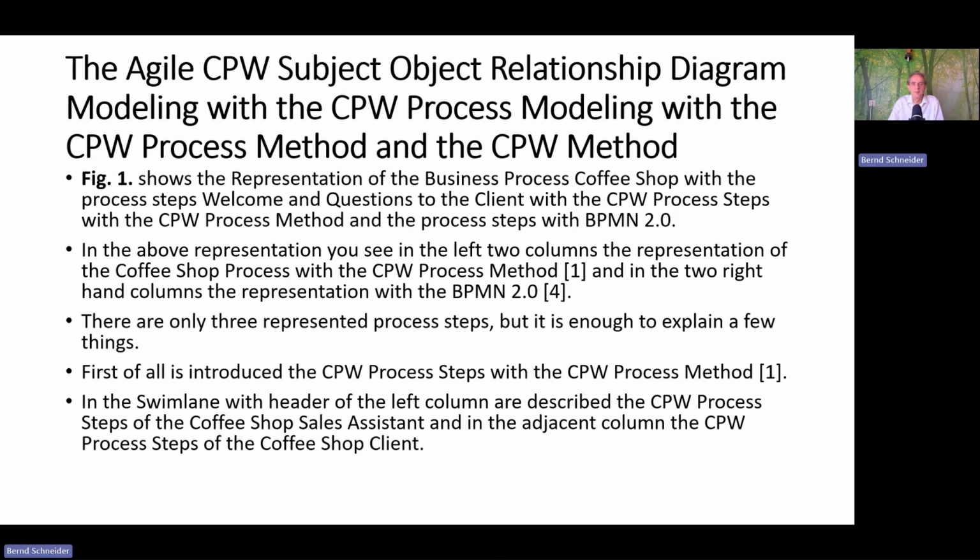In the above representation, you see in the left two columns the representation of the coffee shop process with the CPW process method, and in the two right-hand columns the representation with the business process modeling notation 2.0. There are only 3 represented process steps, but it is enough to explain a few things.